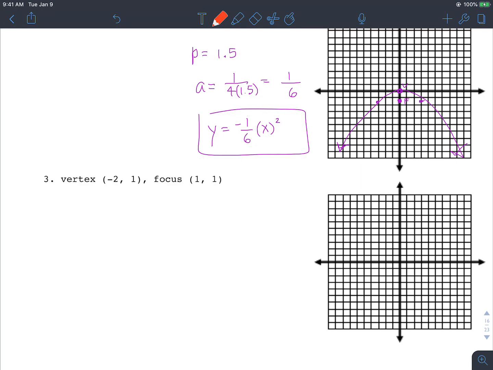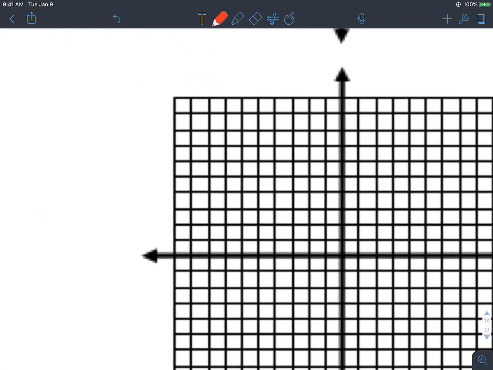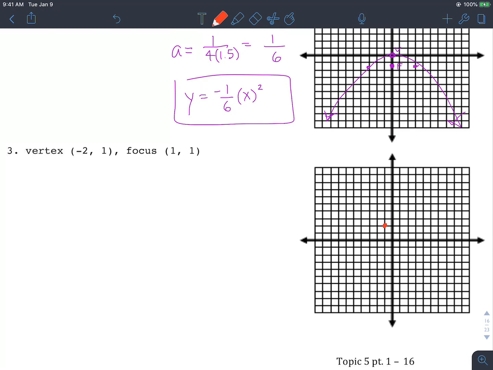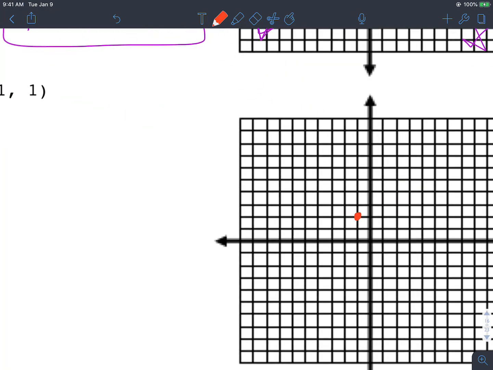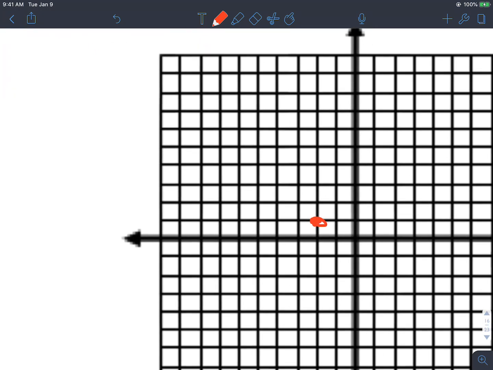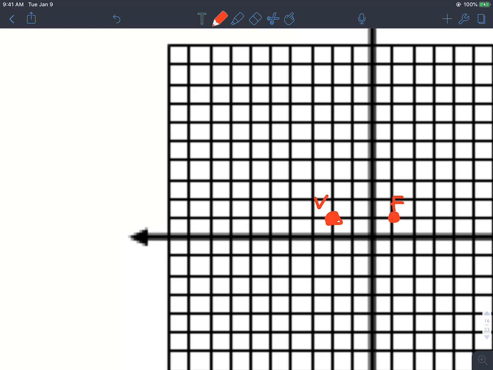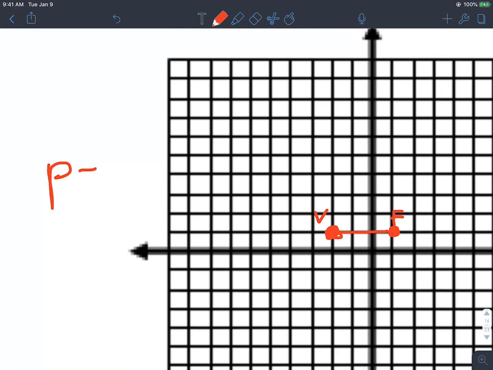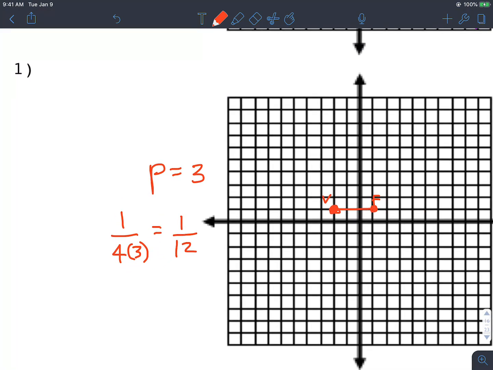I can't remember how I designed this here, but we got vertex is at, make that grid a little bigger. Vertex is at negative 2, 1. And then focus is at 1, 1. Wait. Oh, I graphed that wrong. I was looking at it. It's like, what am I doing here? Negative 2, 1. There we go. That looks better. And then apparently at 1, 1. And that's focus here and vertex there. So if you look here, that means P must be 3. So 1 over 4 times 3 is going to be 1 over 12. And that's going to be your A value.